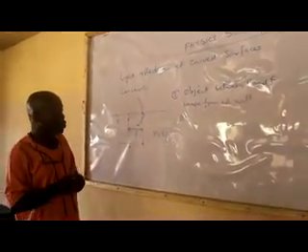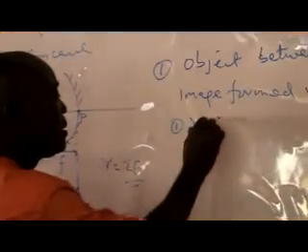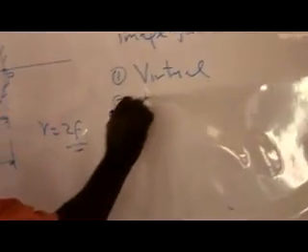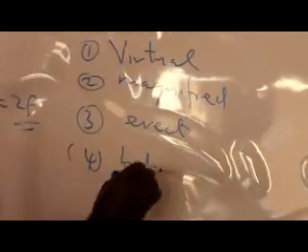The image produced will be one, virtual; two, magnified; three, erect; four, behind the mirror.